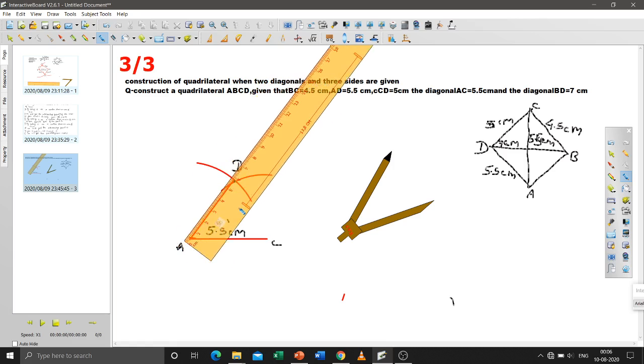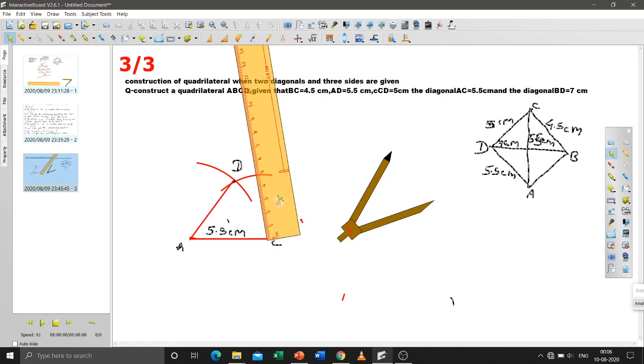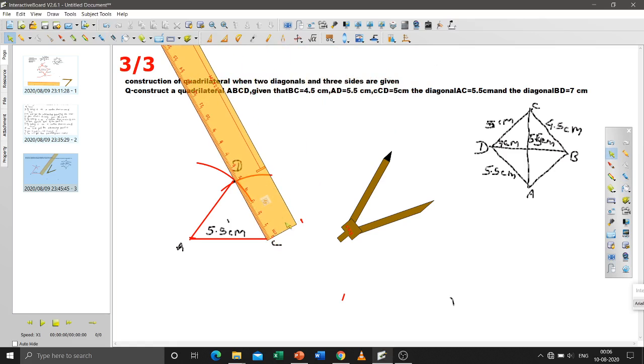Now again we will adjust our ruler like this and join the D and C.